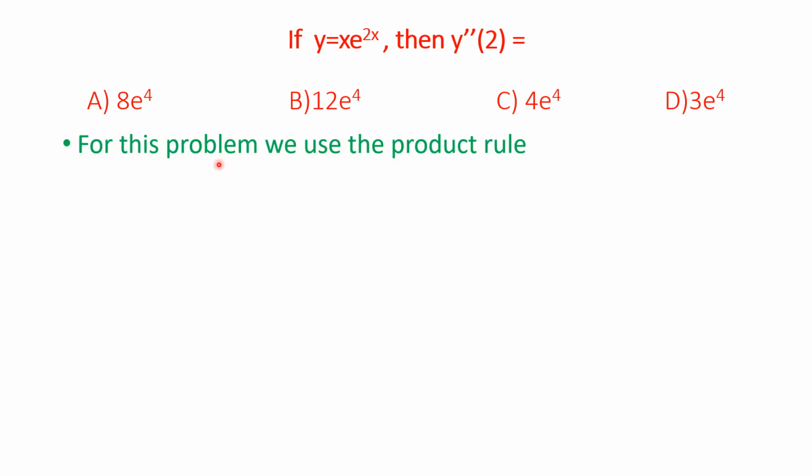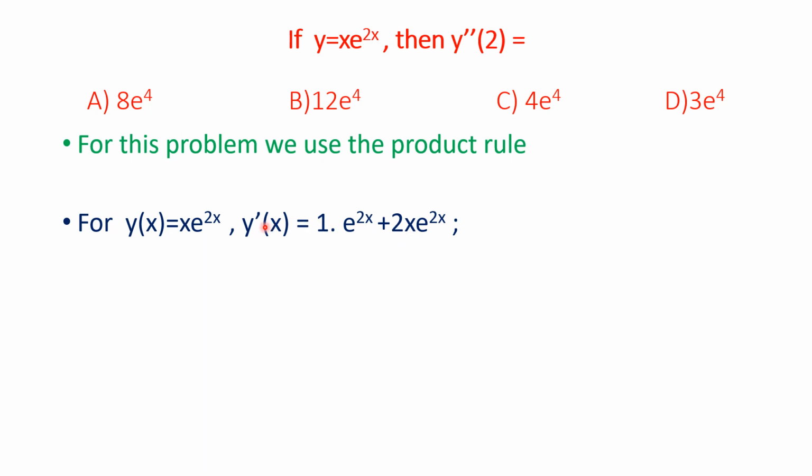For this problem, we use the product rule. For y of x equals x e to the power 2x, y prime of x equals the derivative of the first, which is 1, multiplied by the second, plus the derivative of the second, which is 2, multiplied by e to the 2x. So it will give us e to the 2x plus 2x e to the 2x. So now we have the first derivative.